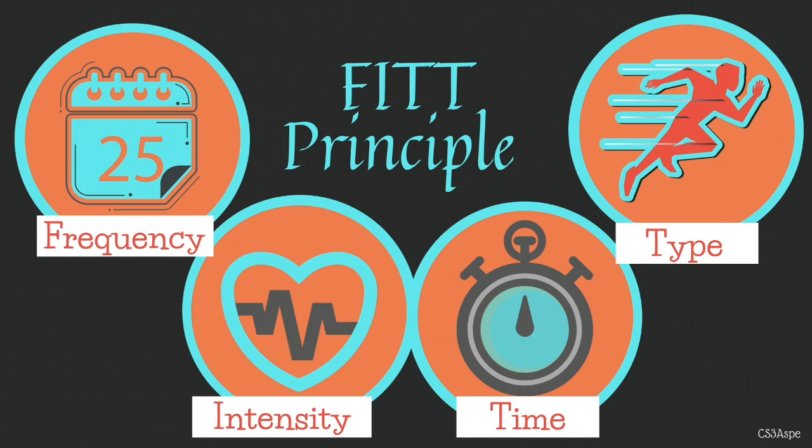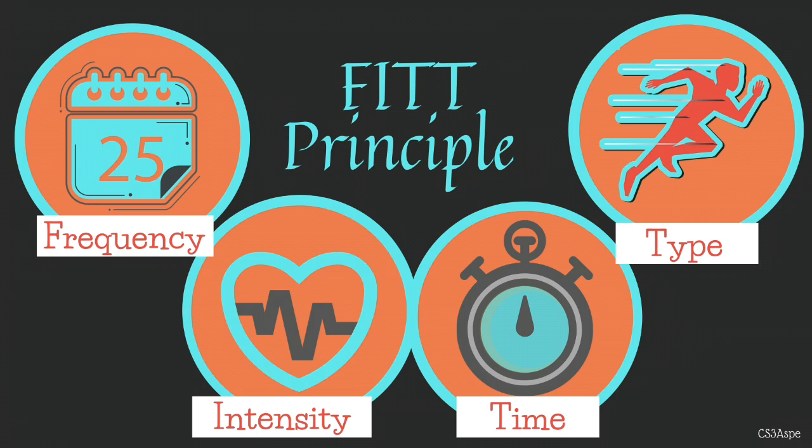Upcoming is the FITT principle. It is a formula in which each letter represents a factor important for determining the correct amount of physical activity. F for frequency refers to the number of exercise sessions per week. I for intensity. It is the degree of effort or exertion put forth by an individual during exercise.